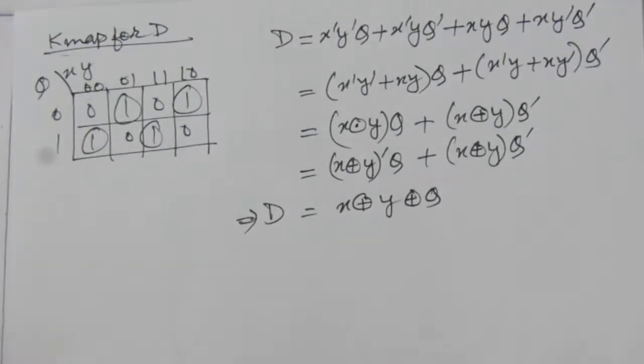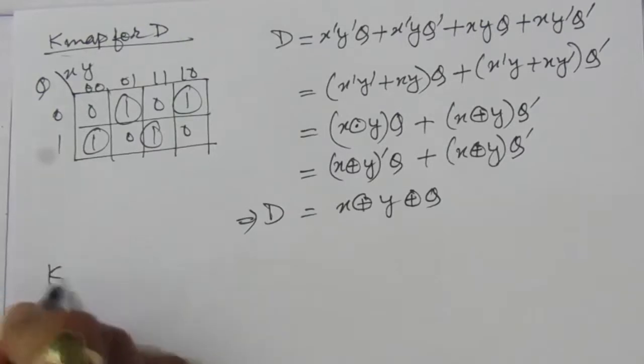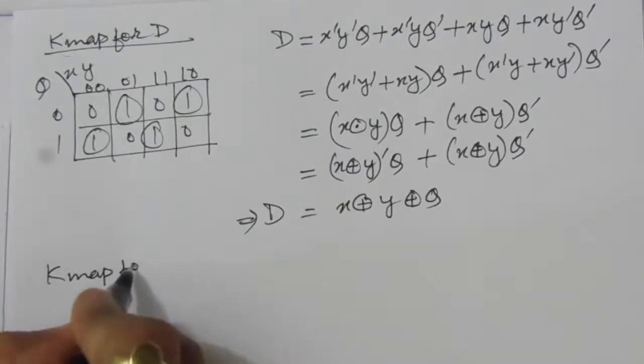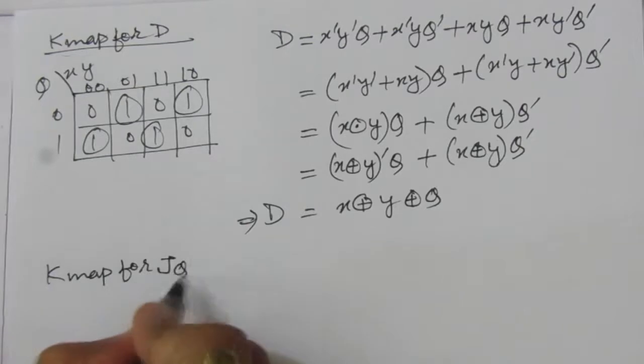Now we have to find out the expression for JQ. So K map for JQ.